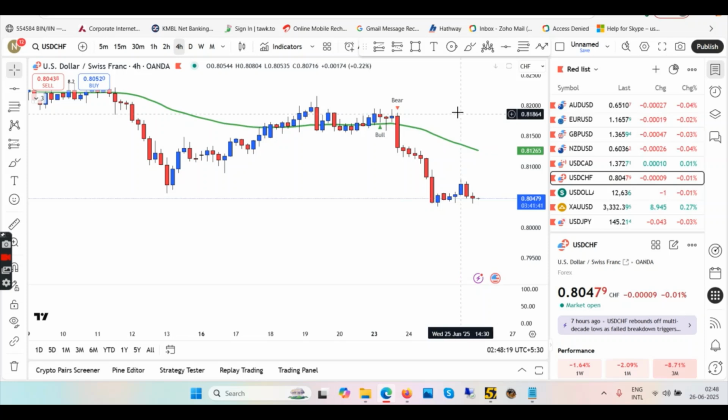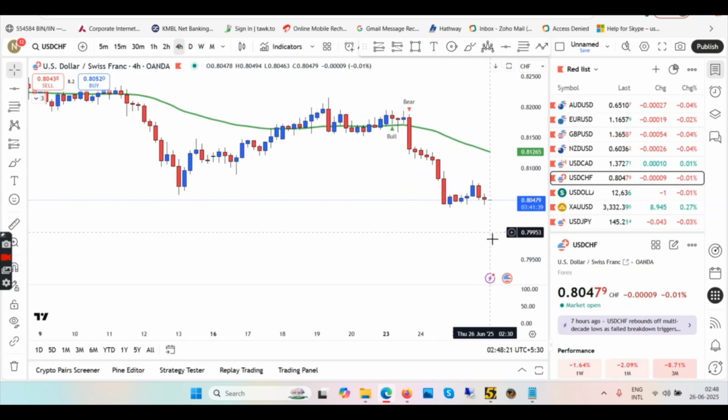If you trade USDCHF, you can enter right now and then take profit as per your analysis. Otherwise, just trade Euro, GBP, other pairs. So that's USDCHF for you.